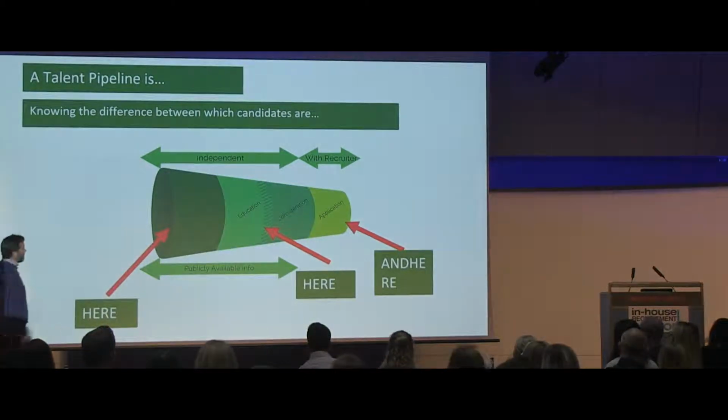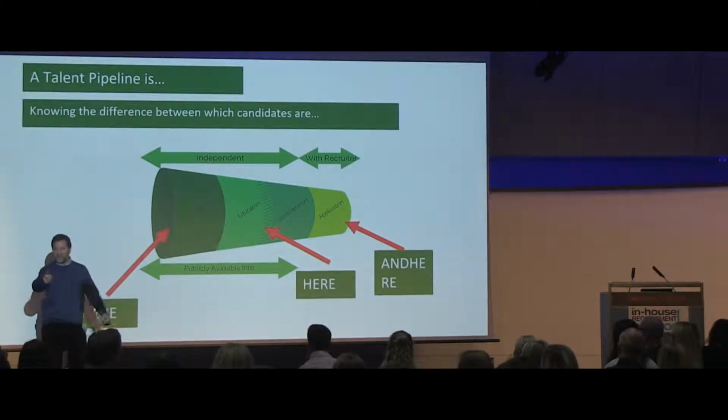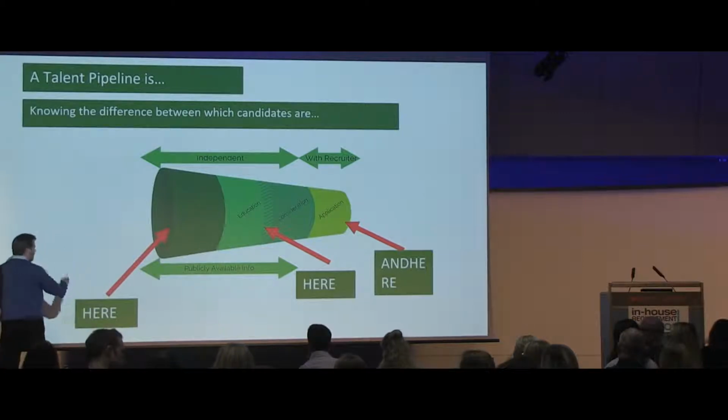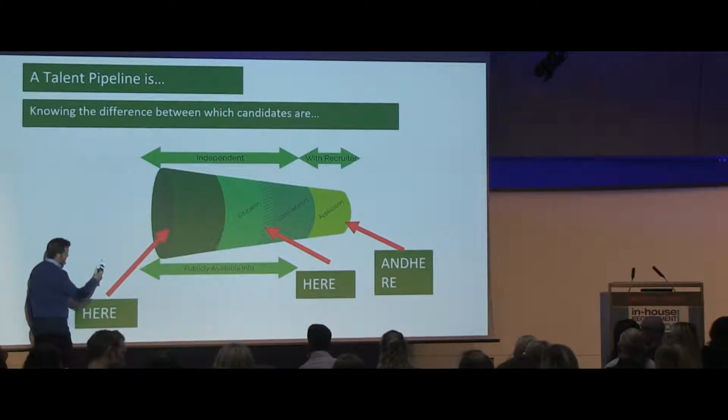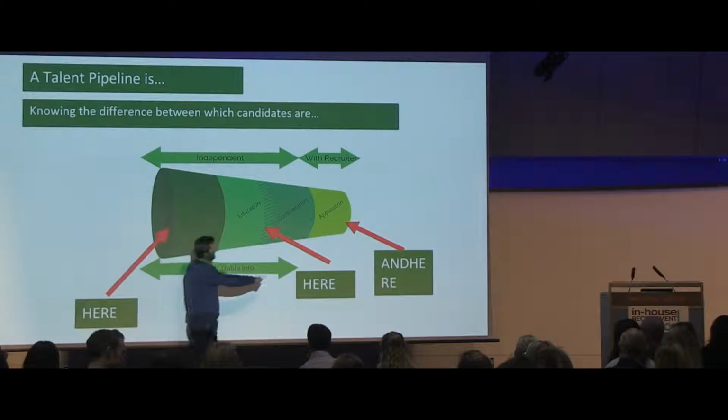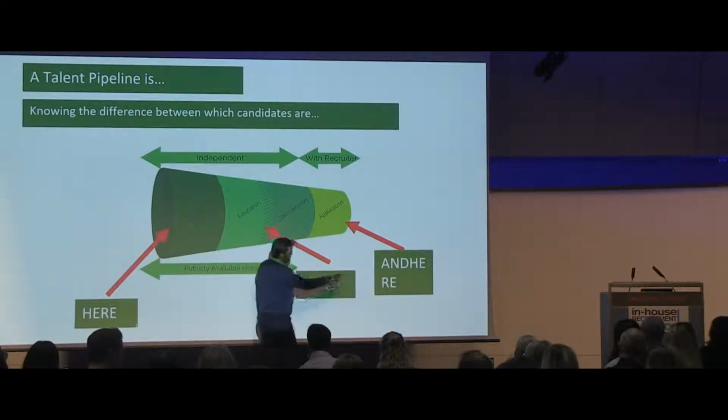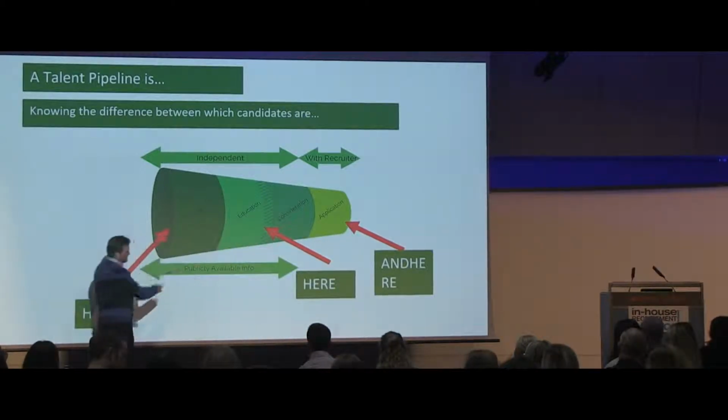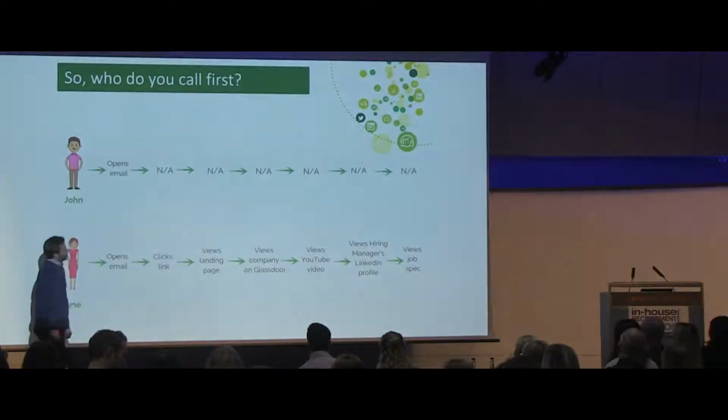So what's a talent pipeline? To differentiate it from a talent pool, it's when you can recognize within the funnel, we talk funnels, within the funnel, the difference between when candidates are here, here, and here. Which is obviously, that's here and here, by the way, that didn't come out very well in the text. So who did you call first?